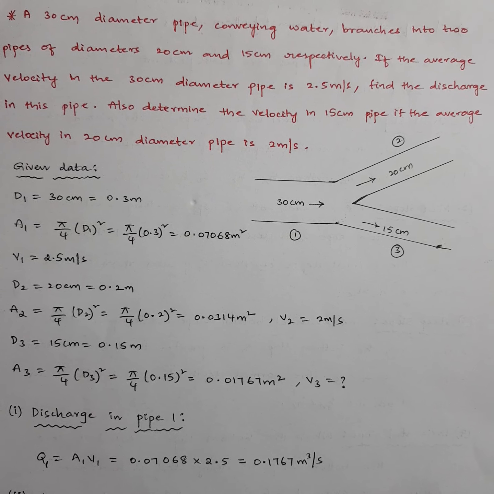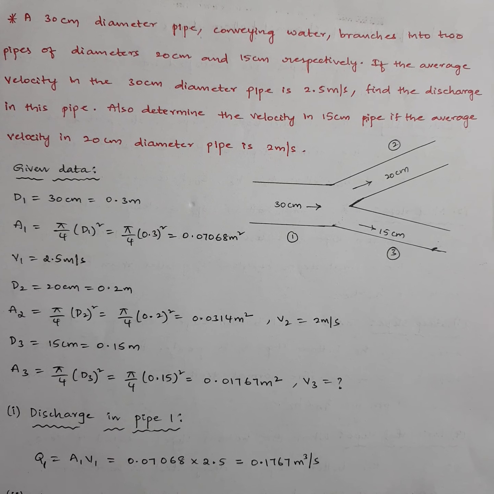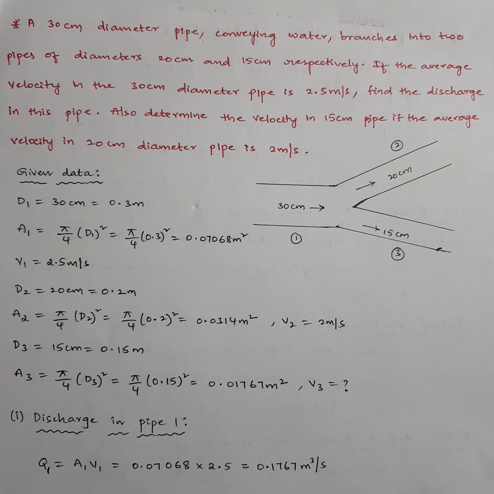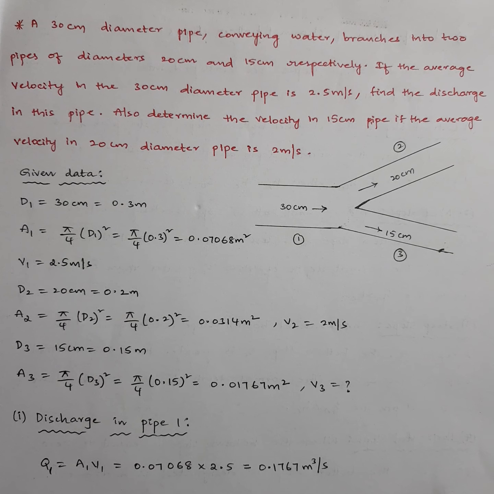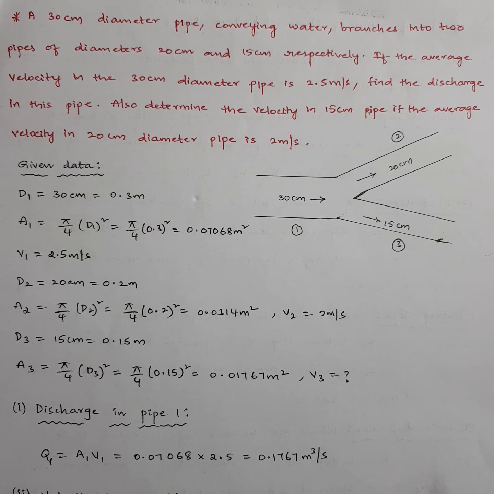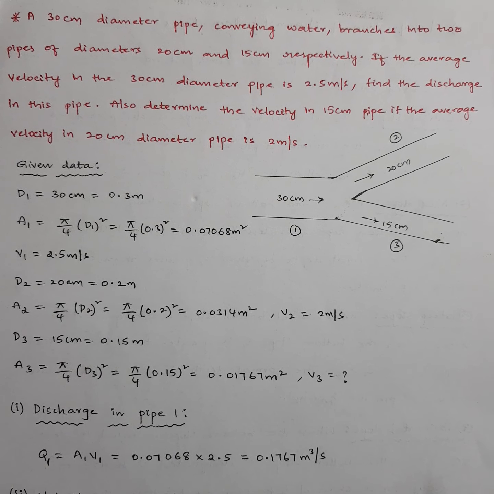Alright, let's see the second model of question. A 30 centimeter diameter pipe conveying water branches into two pipes of diameter 20 and 15 centimeter. If the average velocity in the 30 centimeter diameter pipe is 2.5 meter per second, find the discharge in the pipe. Also determine velocity in the 15 centimeter diameter pipe if the average velocity in the 20 centimeter diameter pipe is 2 meter per second.